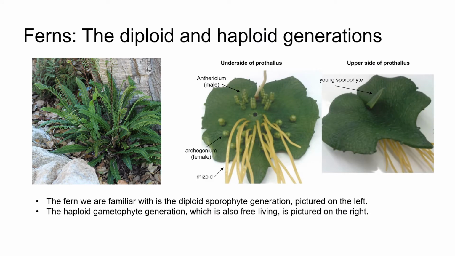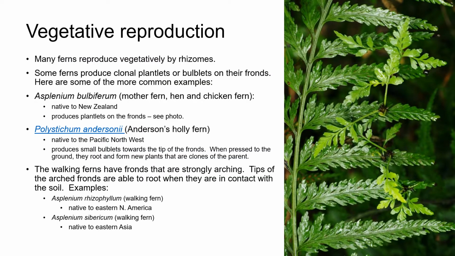This slide shows a mature deer fern on the left, and on the right, a highly magnified prothallus, which is that free-living haploid generation. A significant number of ferns are also able to reproduce vegetatively or clonally. Some reproduce by rhizomes, such as our California native Polypodium californicum. Others produce plantlets or bulblets on their fronds.